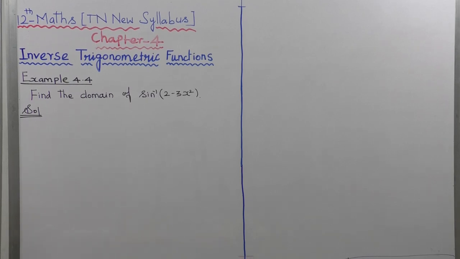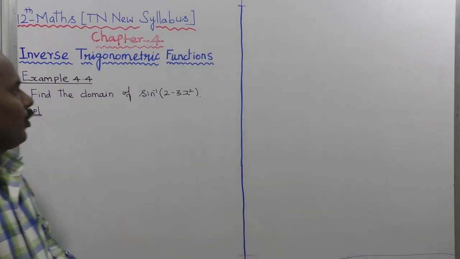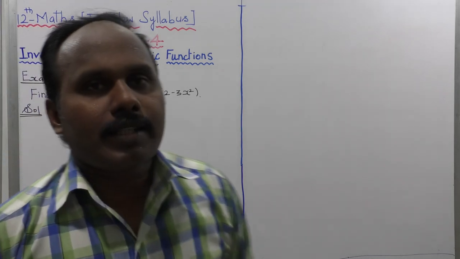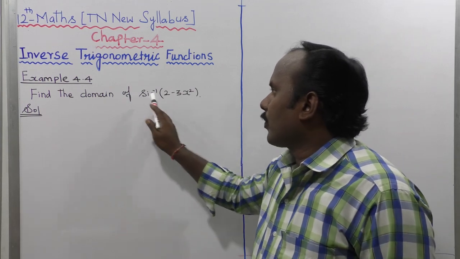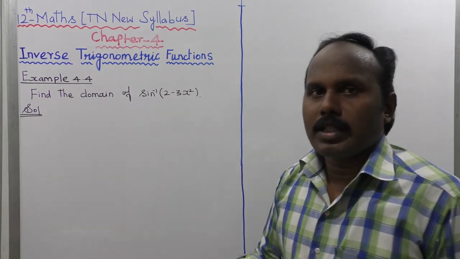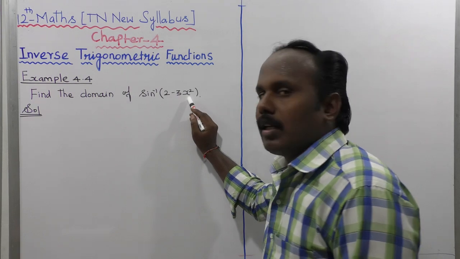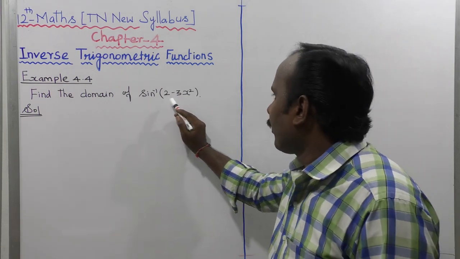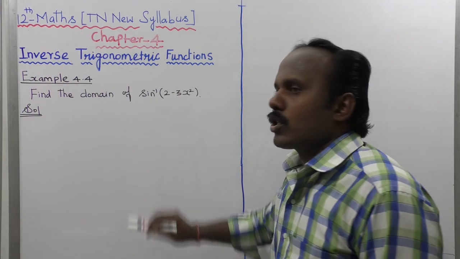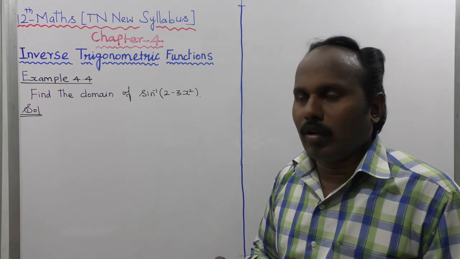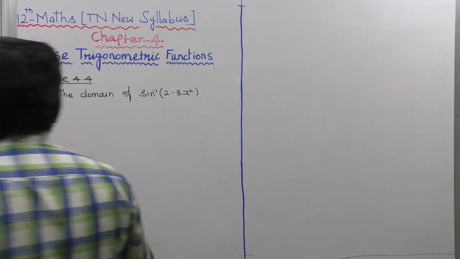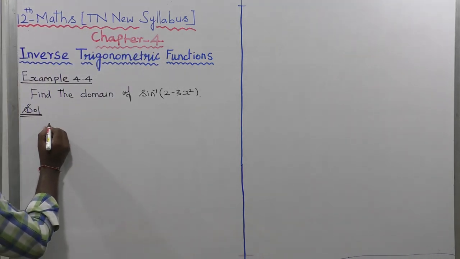Example 4.4, find the domain of sine inverse of 2 minus 3x square. The normal domain of sine inverse of x is minus 1 to plus 1. Here x is replaced by 2 minus 3x square. So what will the domain of 2 minus 3x square be? It will differ a little. So first, let us consider what we have for sine inverse of x.